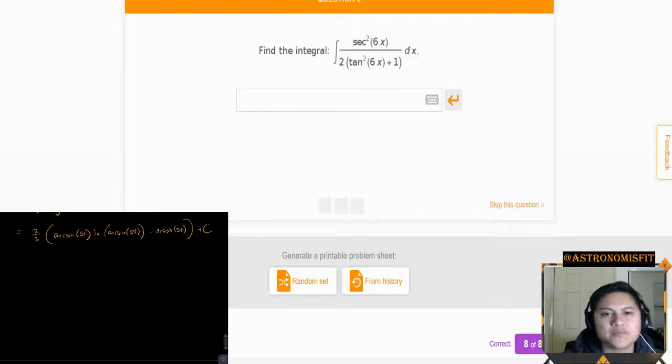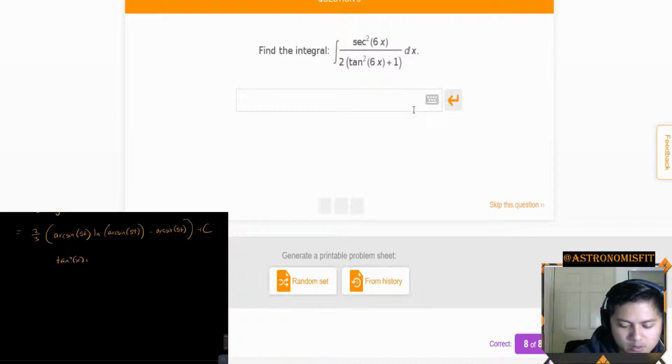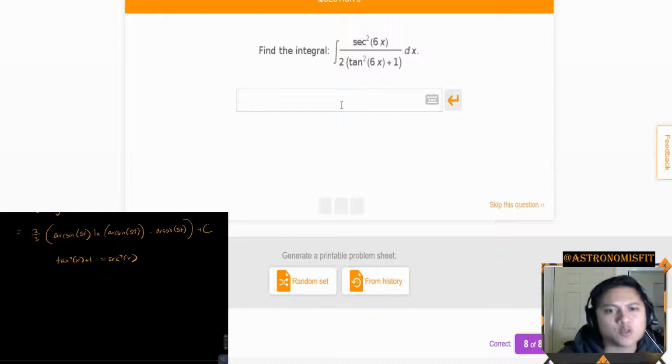Wait a minute. Tan squared 6x plus 1, that's just secant squared of 6x. So it's just the integral of 1/2 dx. Because we know that tan squared of x plus 1 is equal to secant squared of x. So the denominator is just secant squared of x, so that just cancels. So we have 1/2 dx, so it's just x over 2 plus c.